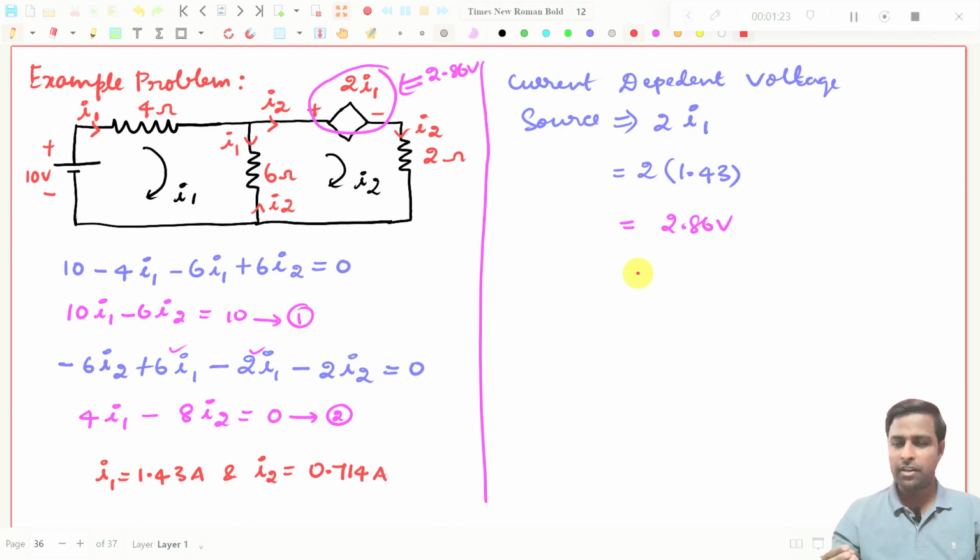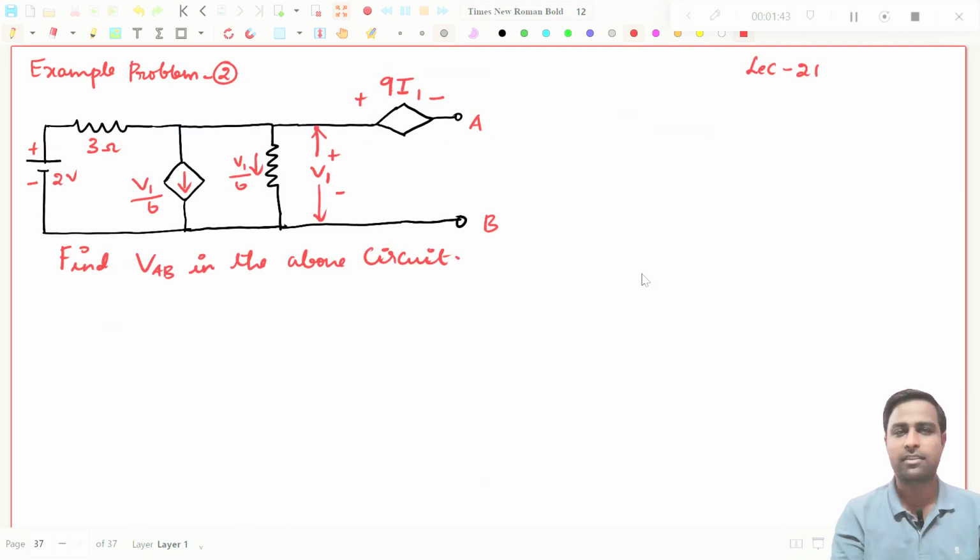Now we will move further with a more complicated problem, so that we can easily understand dependent sources problems as well as applying KCL and KVL in the problems. A little bit complicated problems we will take so that we can easily understand.